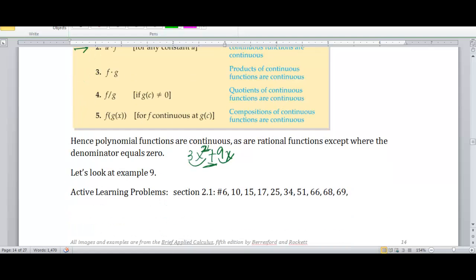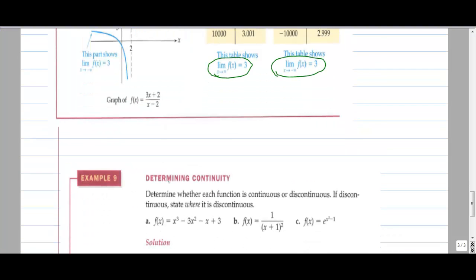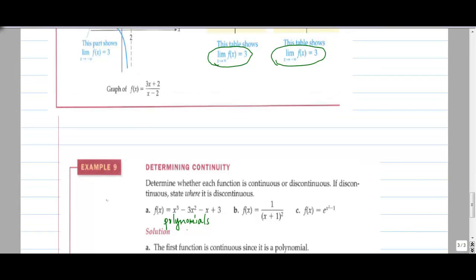Okay. Let's look at example 9 in your book. Determine whether each function is continuous or discontinuous. If discontinuous, state where it is discontinuous. The first one is a polynomial. Polynomials are continuous everywhere. So this is continuous. That's what the first one says: the first function is continuous since it's a polynomial.